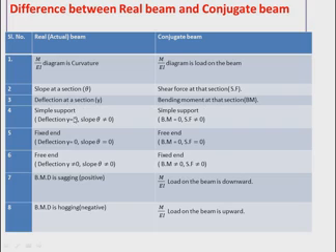If you consider a simple support in the real beam, you know that at the point of support deflection is 0 but slope is not 0. And in the case of the conjugate beam simple support, you know that deflection is given by bending moment, therefore bending moment is 0 here, and slope is given by shear force, therefore shear force is not 0.